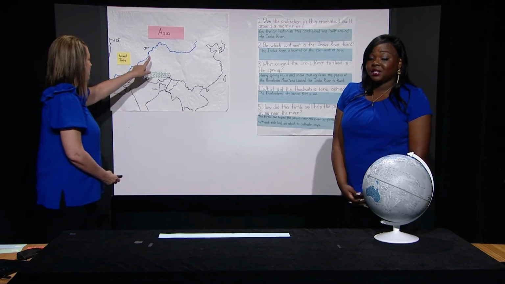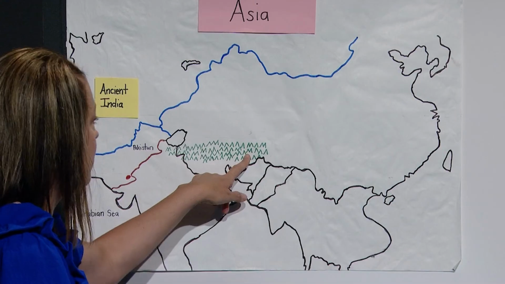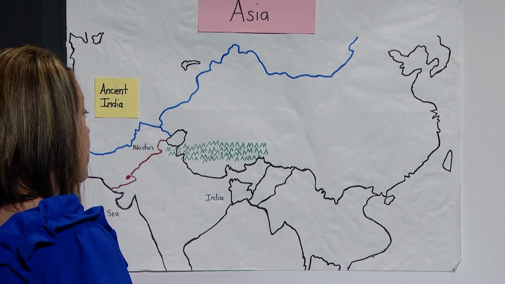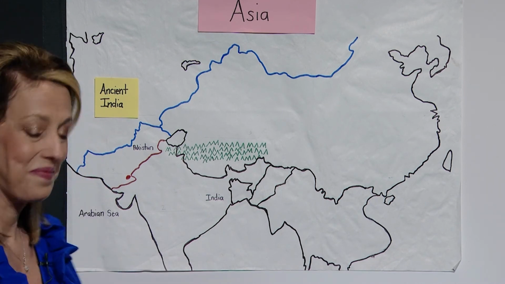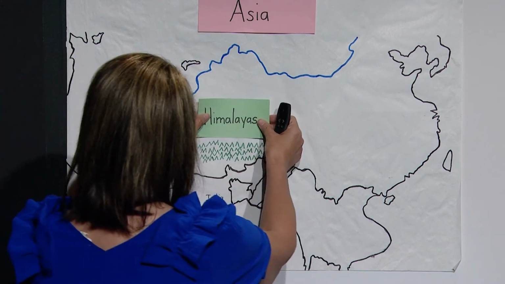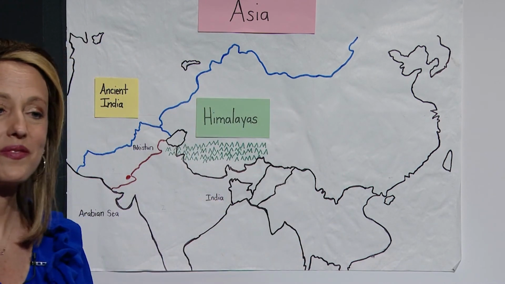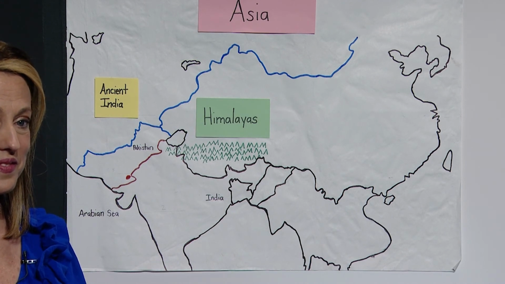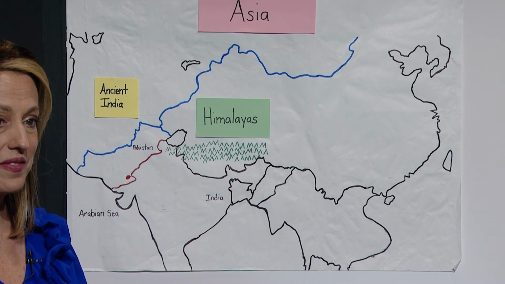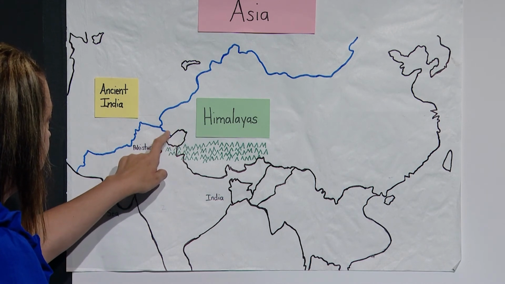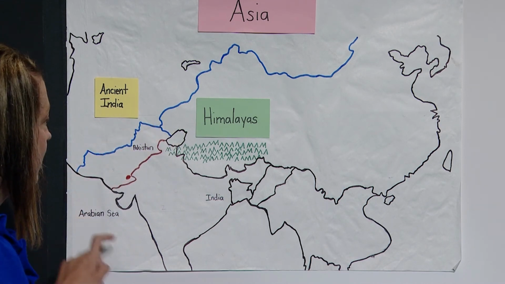These carrot marks on the map represent the Himalayan mountains. We will use and label these Himalayas. The Indus River also runs through this area. It touches the end of the Himalayas and stretches south towards the Arabian Sea. We will label this the Indus River.